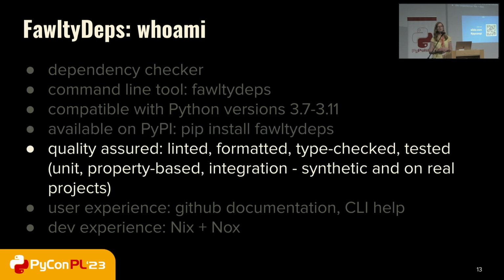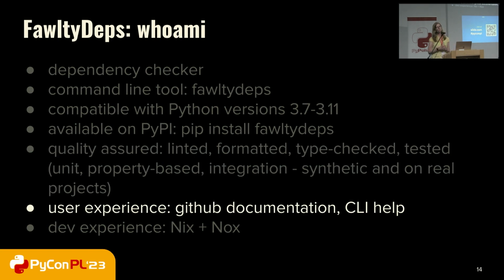We cared a lot about the quality of our code, so it lives up to all standards of good Python code, although it is functional because Johan was very keen on writing lazy, functional Python, and yes, it works. So it is linted, formatted, type-checked, of course, as I mentioned, and tested in many different ways. Unit tests, property-based tests using Hypothesis, and our integration tests are also very interesting because they use both synthetic and real projects that are downloaded from GitHub.